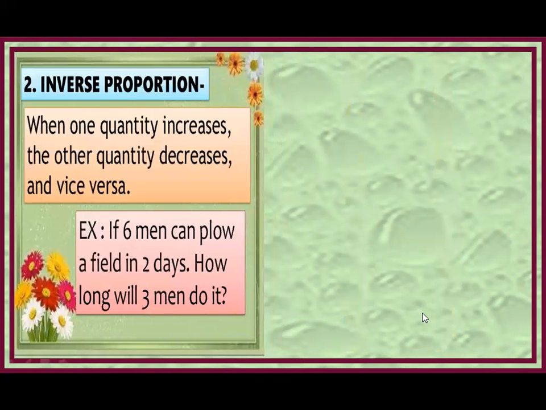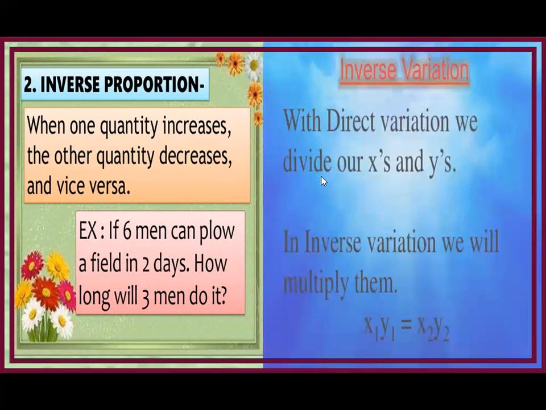Inverse proportion. What is inverse proportion? When one quantity increases, the other quantity decreases. Or when one decreases, the other will increase. In such cases, it's called as inverse proportion. If 6 men can plow a field in 2 days, how long will 3 men do it? So when the number of people are reduced, the time taken by them will be more. So the days will increase. So it is inverse proportion. For direct proportion, we divided the x and y's, whereas in inverse variation, we are going to multiply them. So x1 into y1 is equals to x2 into y2.